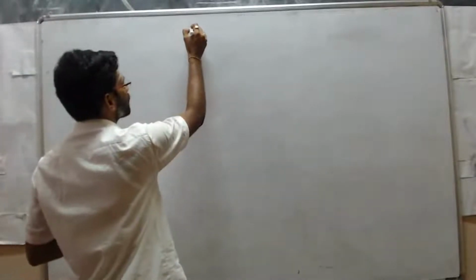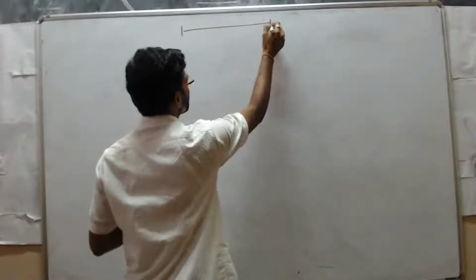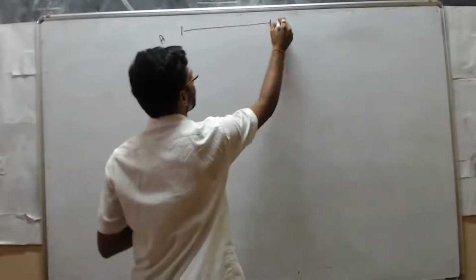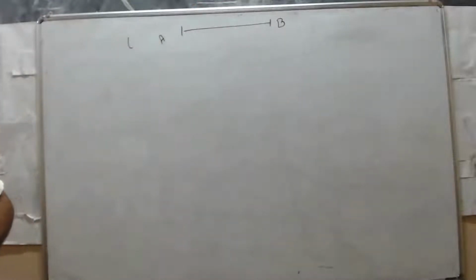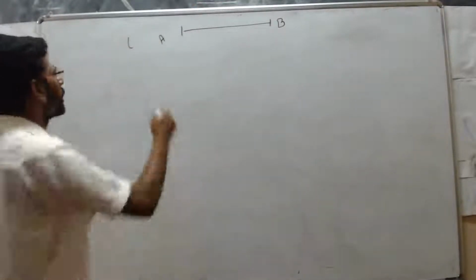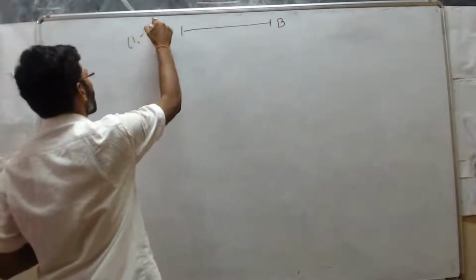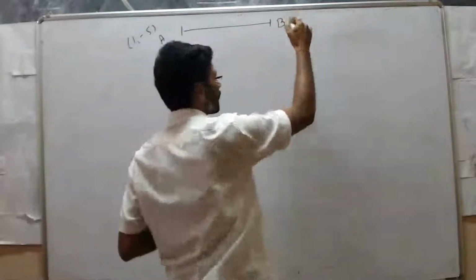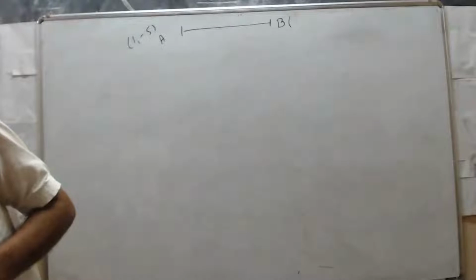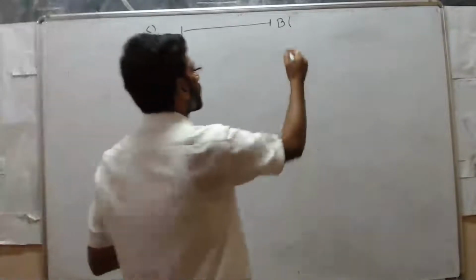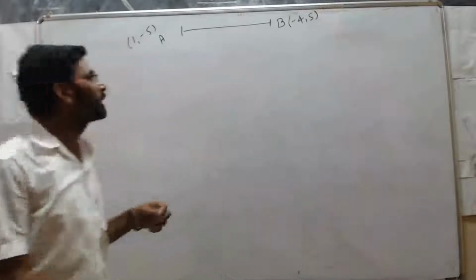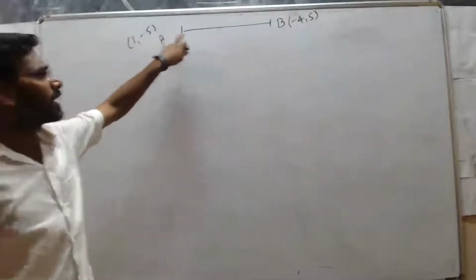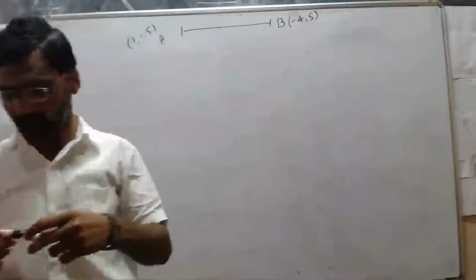Okay, consider this is the line segment A and B. The coordinates of A are 1 comma minus 5. The coordinates of B are minus 4 comma 5. A 1 comma minus 5, B minus 4 comma 5.